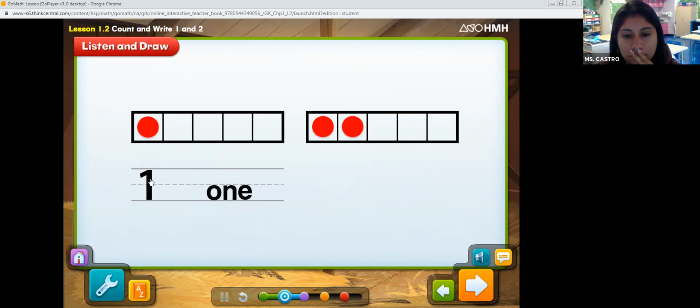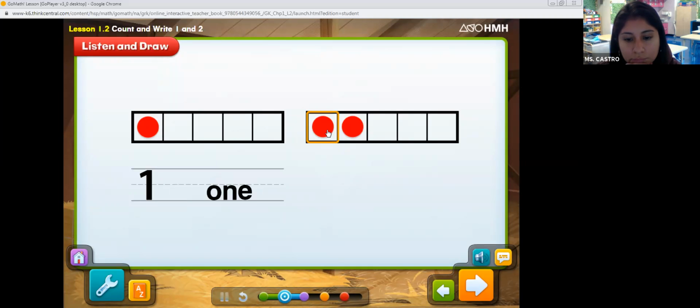Now let's count to 2. Click the counter to start. So before we go into the next part, I just wanted to show you, boys and girls, there's 3 different ways that you can show the number 1. You can show the number 1 by having one counter in the 5 frame, in the first box, as you could see. You could write the number 1 as a number, and then you could write the number 1 as a word. Okay, so there's 3 different ways to show 1. Now they're going to show us about the number 2.